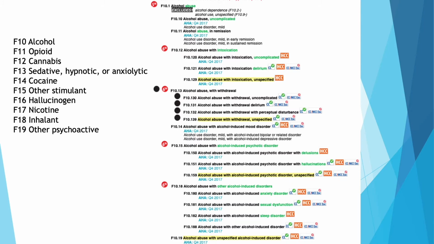Looking at the codes themselves, we can see here, represented by the black dots, the new codes for 2021. So we have F10.13, which breaks down further into F10.130, 131, 132, and 139 for alcohol abuse with withdrawal, regarding whether it is uncomplicated, with delirium, with perceptual disturbance, or unspecified. And breaking down the different 4-character categories, F10.1 is alcohol abuse, and that will be the same for the other categories listed on the left, F10 through F19.